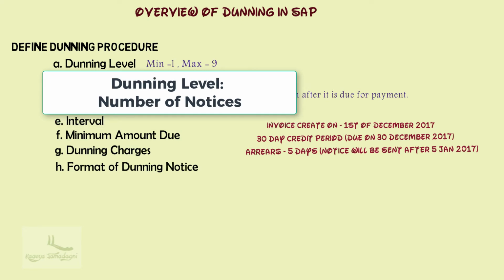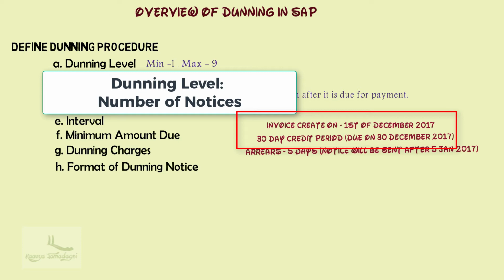Then we have the option to control how these notices are sent. For that, let me give you an example here. If I have created an invoice on 1/12/2017, that is 1st of December 2017, then with 30 days of credit period, that is till 30 days, we do not send the dunning notice for the customer. Correct, right? Because we have given 30 days of credit period.